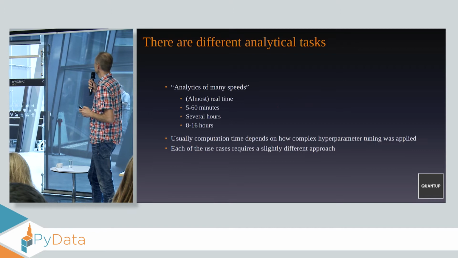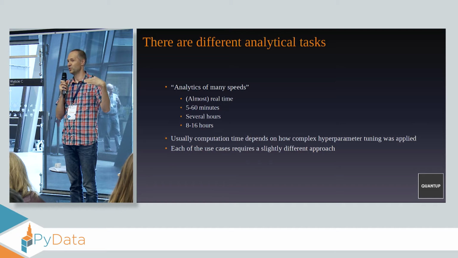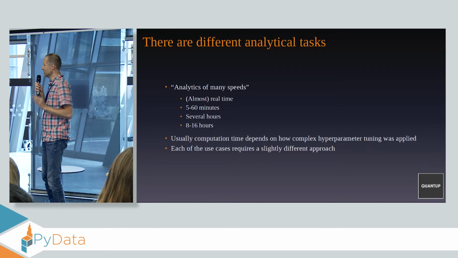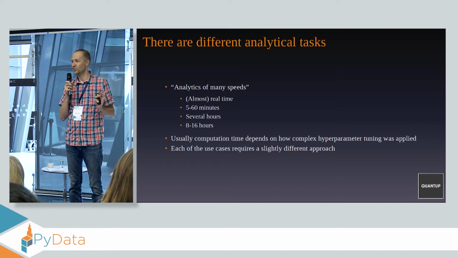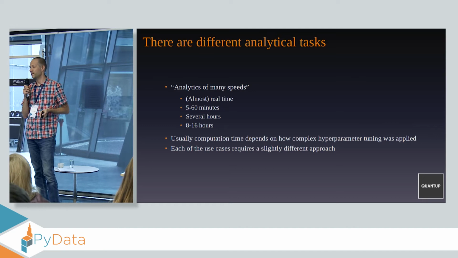There are very different analytical tasks. Let's say analytics of many speeds. The first one, real-time or near real-time, 0 to 5 minutes to build a model. I will go through these examples later. The second one, under 1 hour, several hours and up to 16 hours. And usually, computation time doesn't depend on the type of the model, it depends on a strategy of estimation of hyperparameters. This is time consuming, and for each of these approaches, we can use a slightly different approach to estimation of hyperparameters. Let's go through three cases.